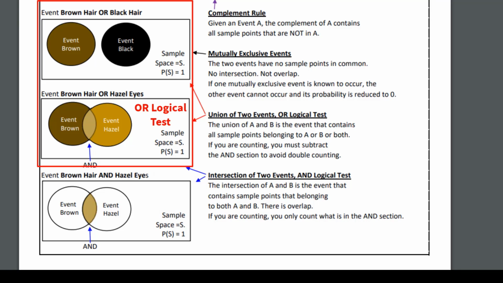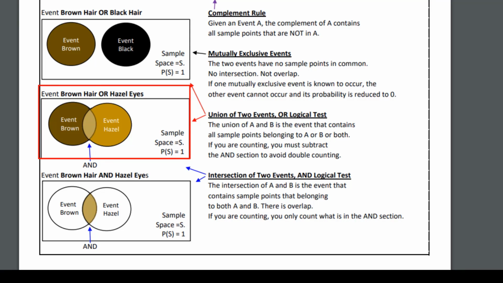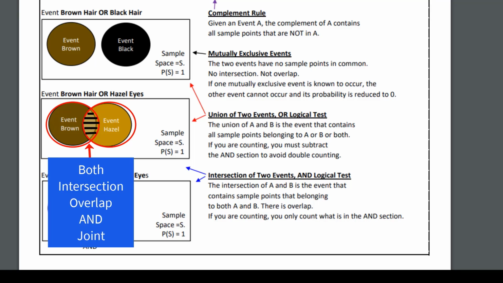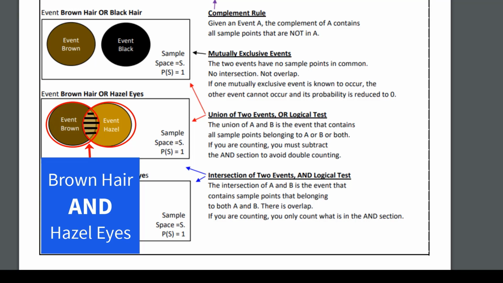Now, when you run an OR logical test for 2 events, that's called a union of 2 events. That is, the union of A and B is the event that contains all sample points that belong to A or B or both. Looking at the event brown hair or hazel eyes, here's event A, brown hair. Here's event B, hazel eyes. But guess what? There's a both. That's the intersection or overlap. That's where a person has both brown hair and hazel eyes. And guess what? That's where we run an AND logical test. Brown hair and hazel eyes.